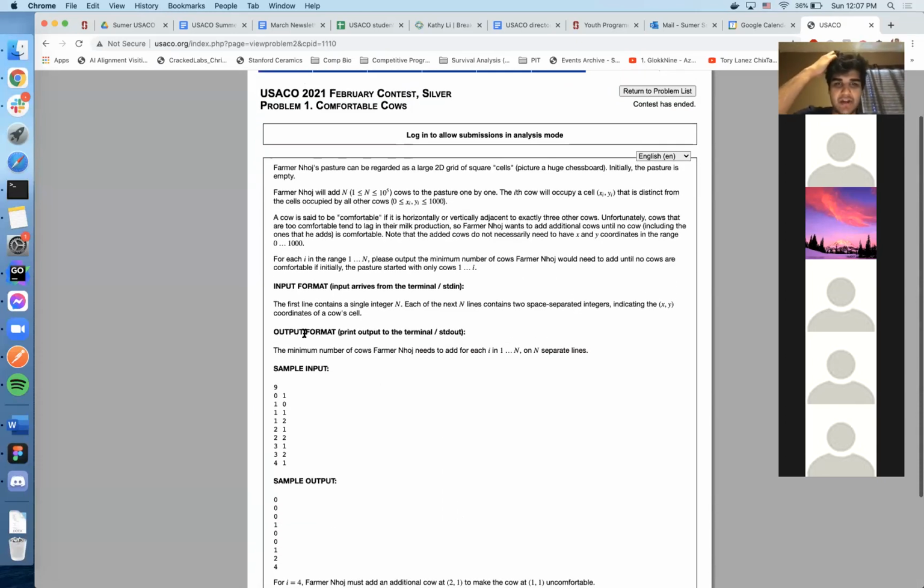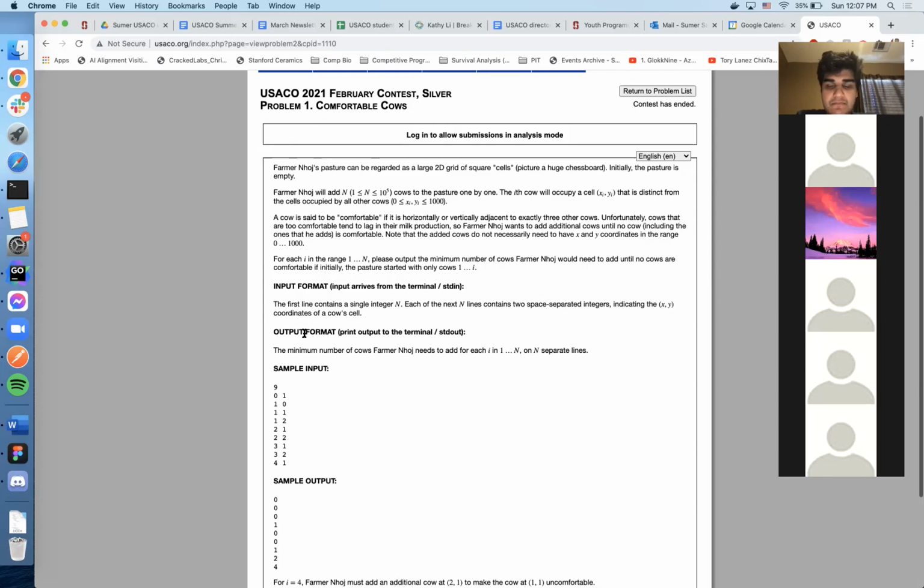So let's start with the first problem. Comfortable Cows. In this problem, we're given a 2D grid, and Farmer John is going to add some cows to this grid, each to a certain cell. They define the term comfortable: a cow is comfortable if they are horizontally or vertically adjacent to exactly 3 other cows. Farmer John essentially wants to add cows until no cow is comfortable.